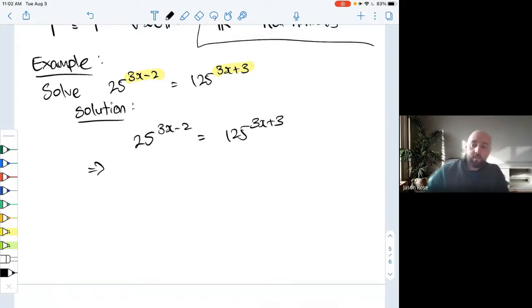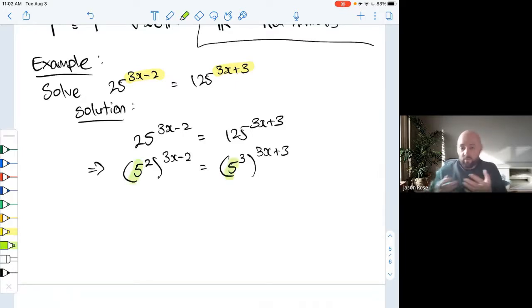5, thanks, Stephen. So 25 is 5 squared, and 125 is 5 cubed. That is much more helpful to me, because now I look at that and I see the same base, and now I'm going to be able to apply that law and not make a mistake doing it.